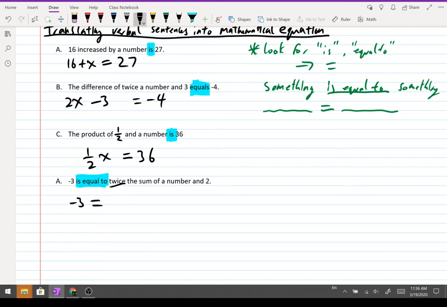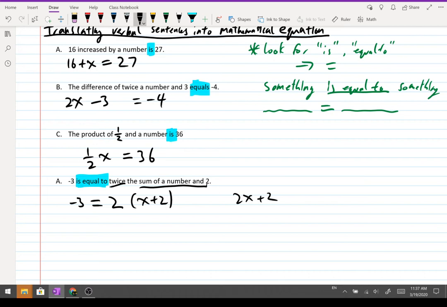And so the sum of a number and 2 will be x plus 2, and then we want to look at twice of that. So it's going to be twice, double, the sum of a number and 2, that's going to be 2 times x plus 2 in a bracket. So it's not 2x and then 2 somewhere else, because we're looking at twice the sum of a number and 2. So you may be wondering, why isn't it 2x plus 2?